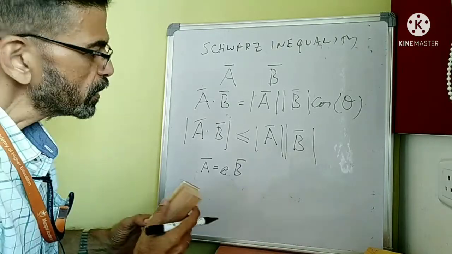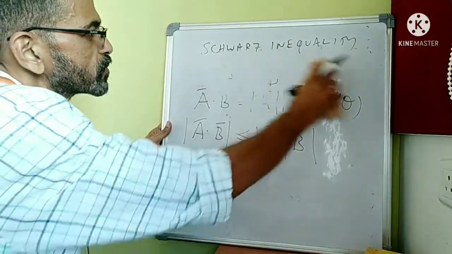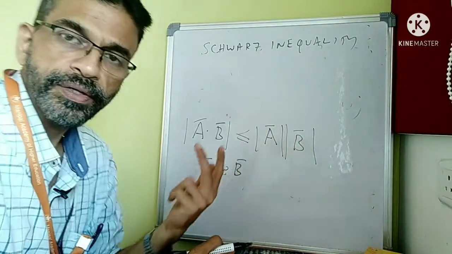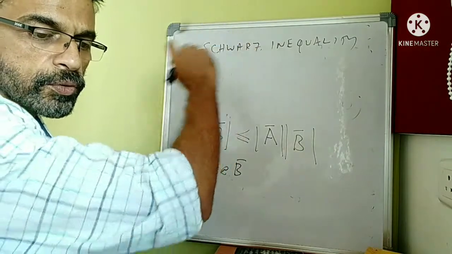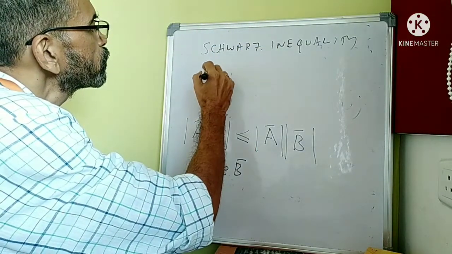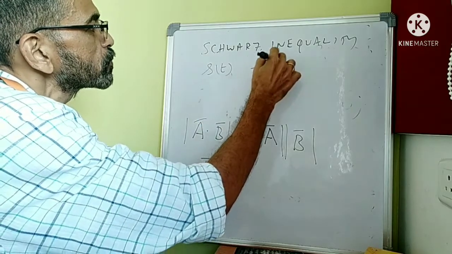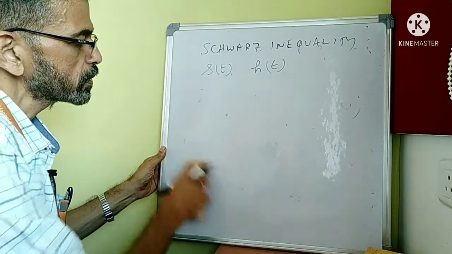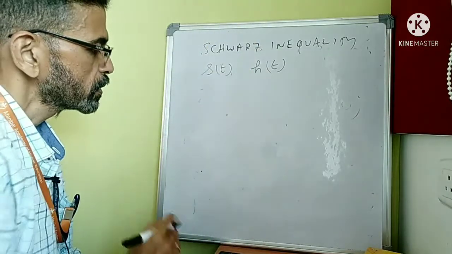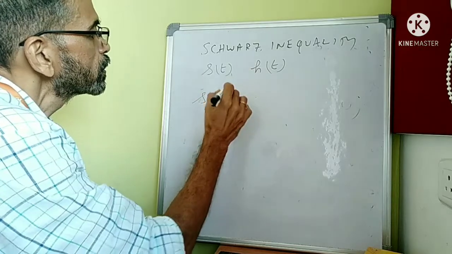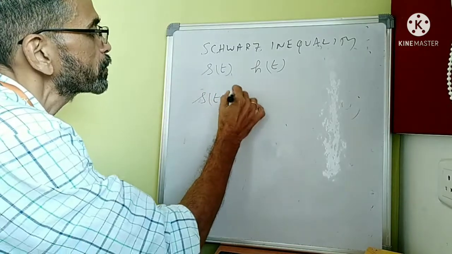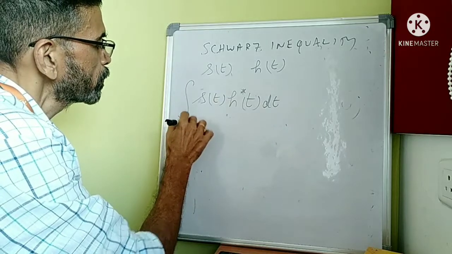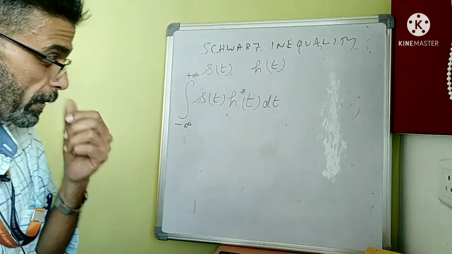Now we can use the equivalence between dot product between vectors and the inner product between signals. So when we take that equivalence, if we have two signals, say S of t and H of t, their dot product is the equivalent of an inner product, which is defined like this. This is the inner product.